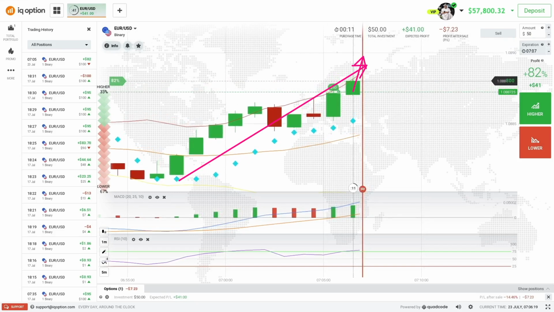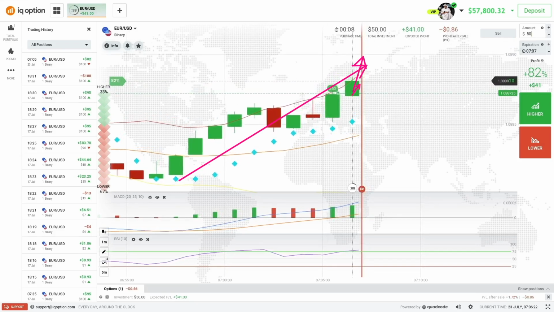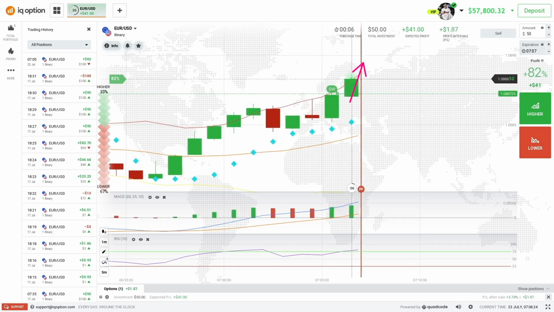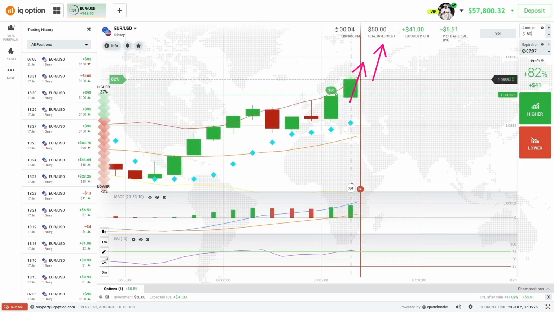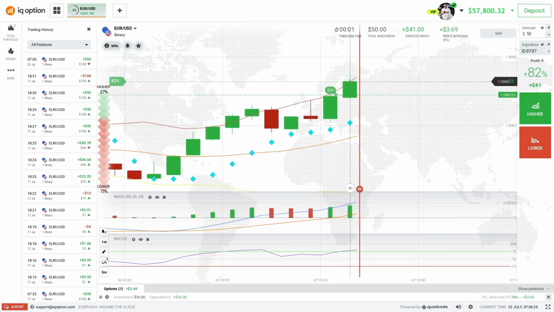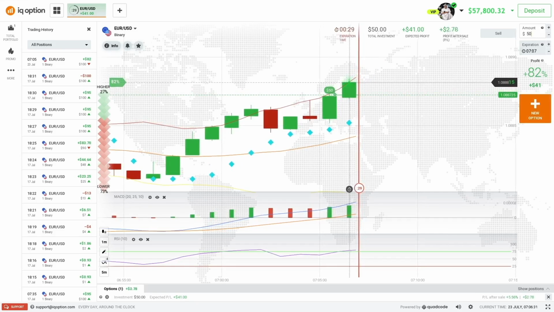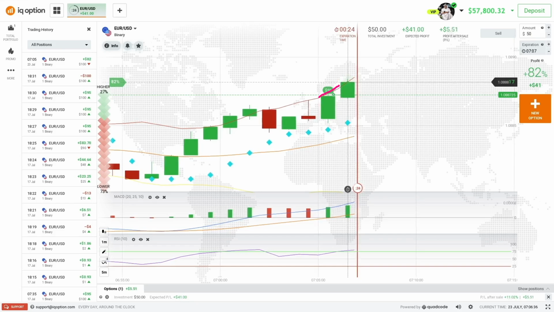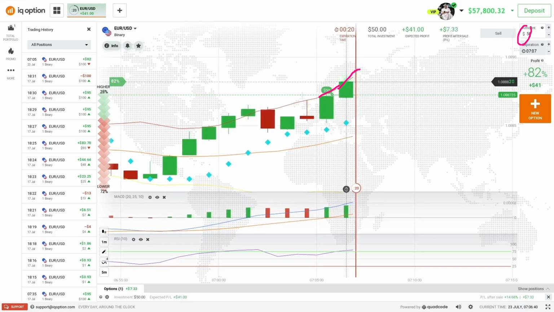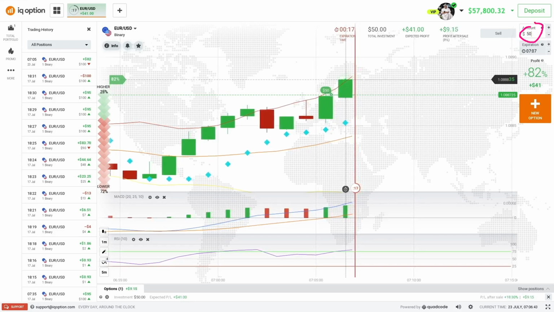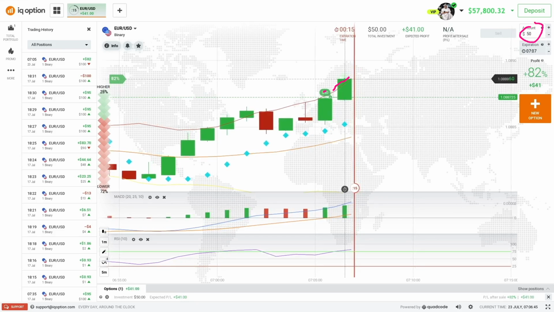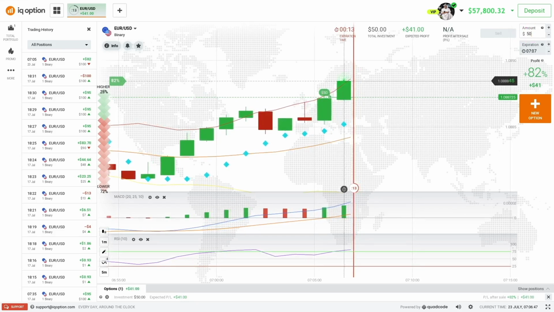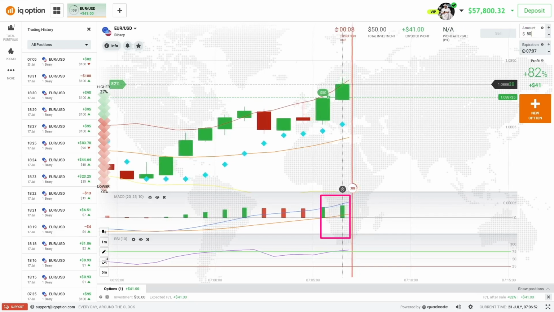My strategy told me that this one is going to be a green candle, and that's what I'm doing. So if you mastered my strategy, you understand that this is not what we are used to. That's why I'm trading with $50 only. I'm not trading with more than $50 because I don't want to risk too much, because the market is changing. So take a look at the MACD.